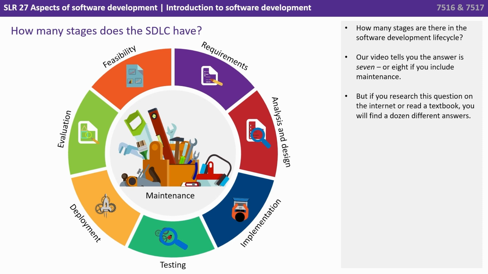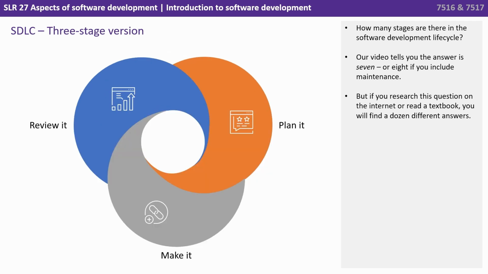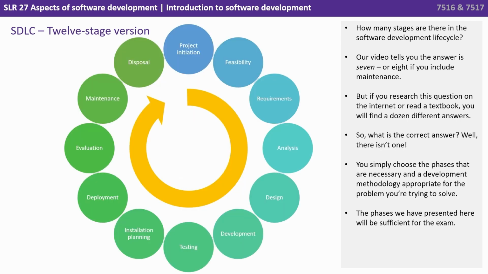So how many stages are there in the software development lifecycle? Well, our video tells you the answer is 7, or 8 if you include maintenance. But if you research this question on the internet or read a textbook, you will find a dozen different answers. Here's a version of the SDLC which has 5 stages. Here's another much more simplified version that just has 3. And here's a version which suggests there are 12 stages. So what's the correct answer?